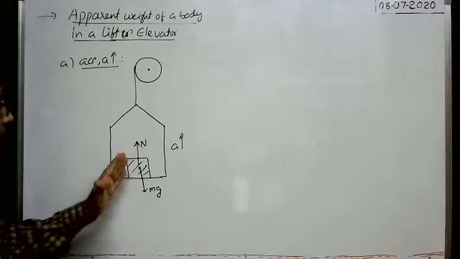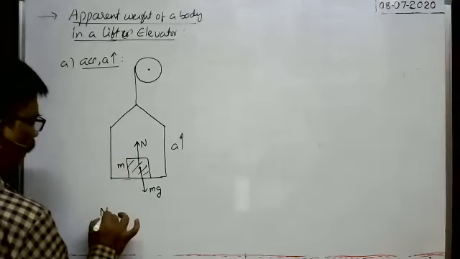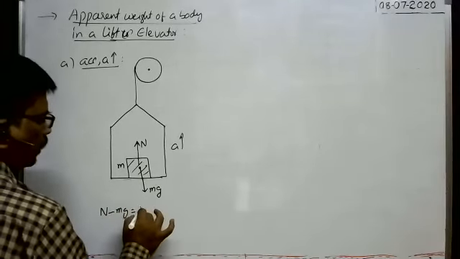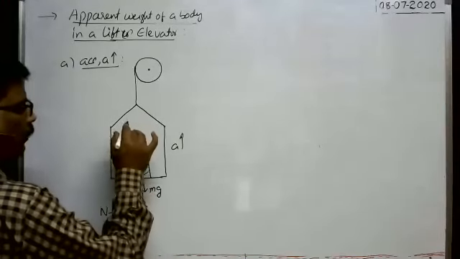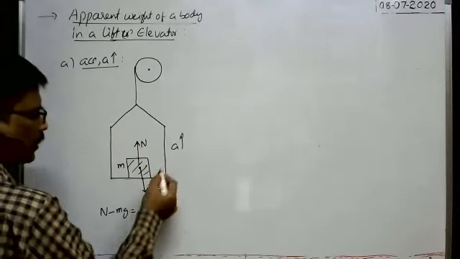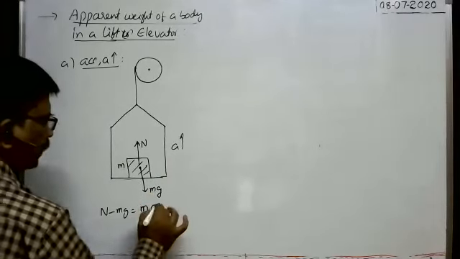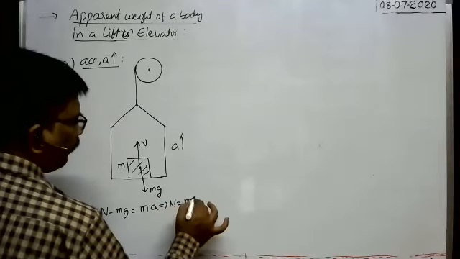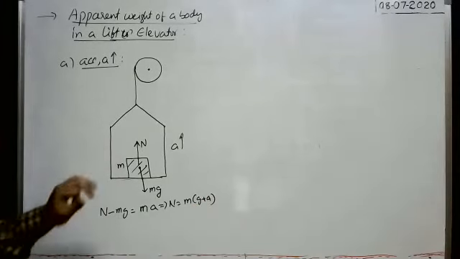So what is the net force acting on the block? As N is greater than mg, the net force acting on the block is equal to N minus mg. According to Newton's second law, net force is equal to mass times the acceleration with which the block travels upwards, which is the acceleration of the lift, a. Therefore, the normal reaction is equal to mg plus ma, or m of (g plus a). This is the normal reaction acting on the block.